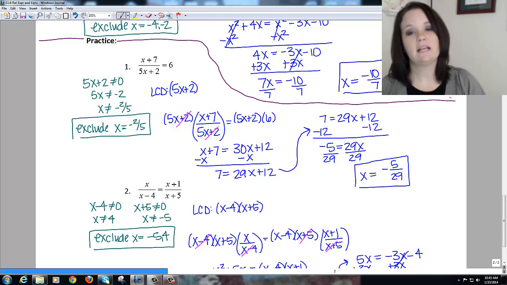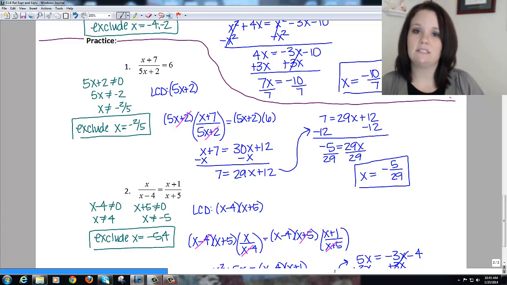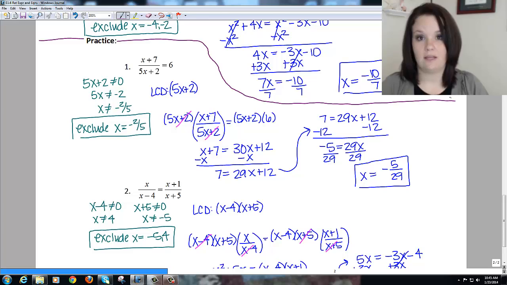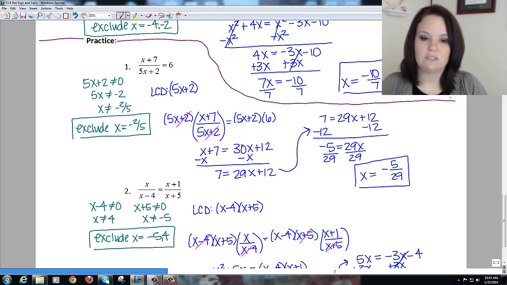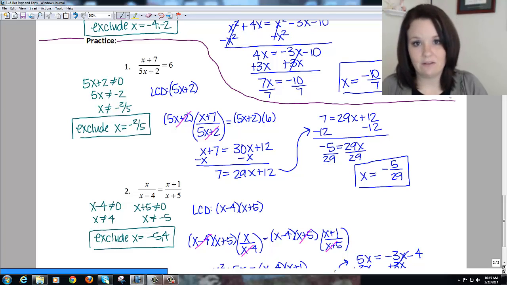I gather all my x's on one side, all my constants on the other, and then divide off the coefficient of my x, and I should get x is equal to negative 5 over 29. Okay. On the second one, I find my excluded values first. When I find my excluded values, I set x minus 4 and x plus 5 not equal to 0, which means I need to exclude positive 4 and negative 5. And then I go ahead and solve by clearing fractions.